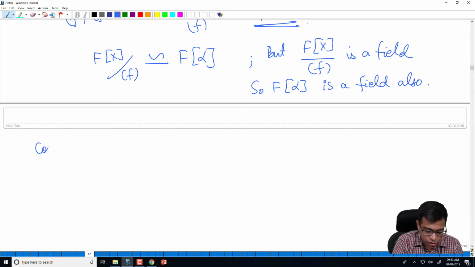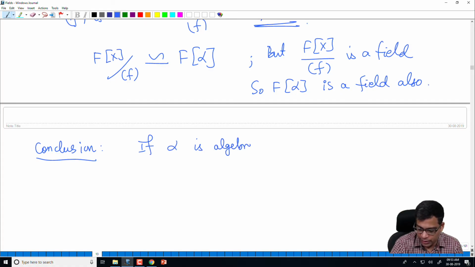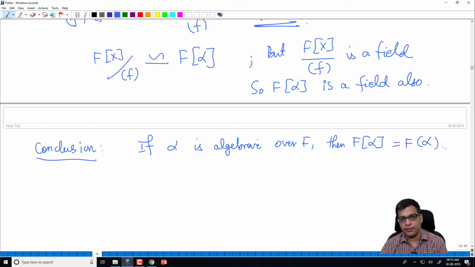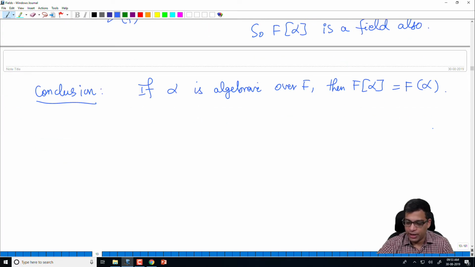So the conclusion of all this analysis is, if alpha is an algebraic element over F, then F[alpha] is equal to F(alpha). Remember earlier I emphasized the difference between F square bracket alpha and F round bracket alpha. In general I said they are different, but if alpha is algebraic, they are the same. Why are they the same?